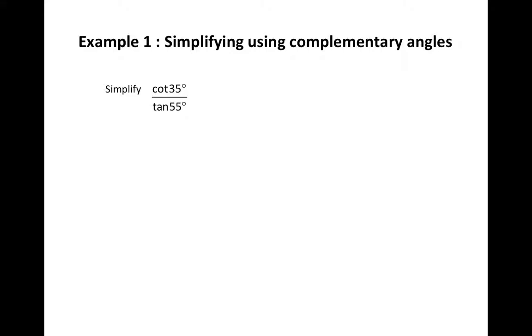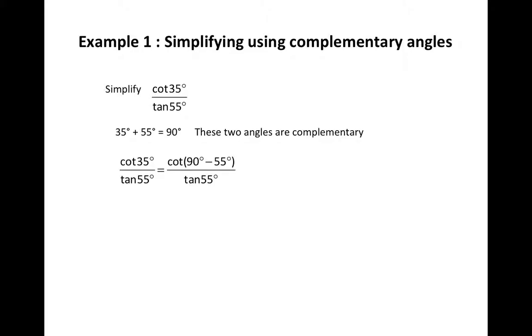The reason we'll know to use complementary angles is we will recognise that those two angles add to 90 degrees. So make that statement. You're showing that you know that they add to 90, and also state what that means. These two angles are complementary, because that's the definition of complementary angles. So how can we use that now? Well, because we're adding to 90, we're going to write one of our angles in terms of 90 degrees.